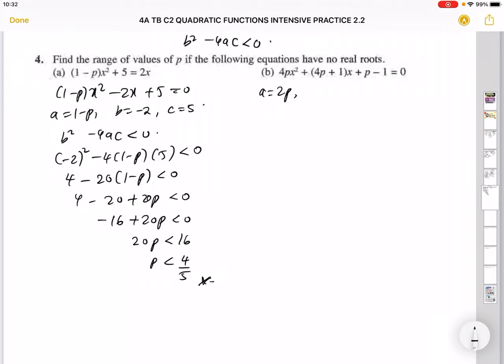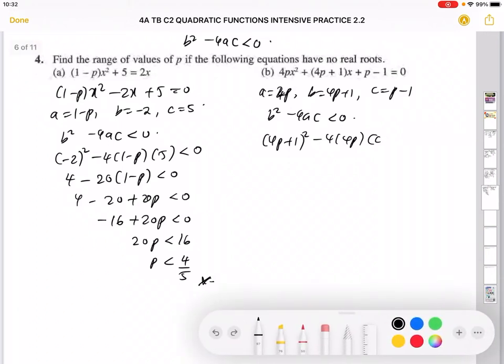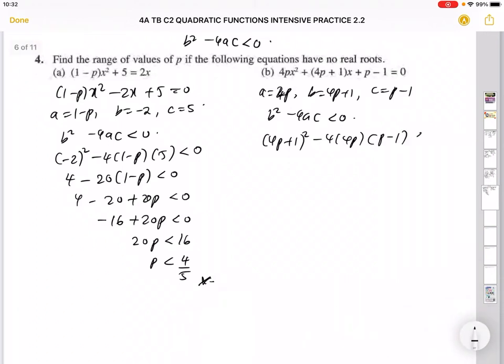A is 4p, b is 4p plus 1, c is p minus 1. So when you do b squared minus 4ac less than 0, (4p plus 1) squared minus 4ac, my c is p minus 1, the result is less than 0. Expand: 16p squared plus 8p plus 1, minus 16p squared plus 16p, less than 0.